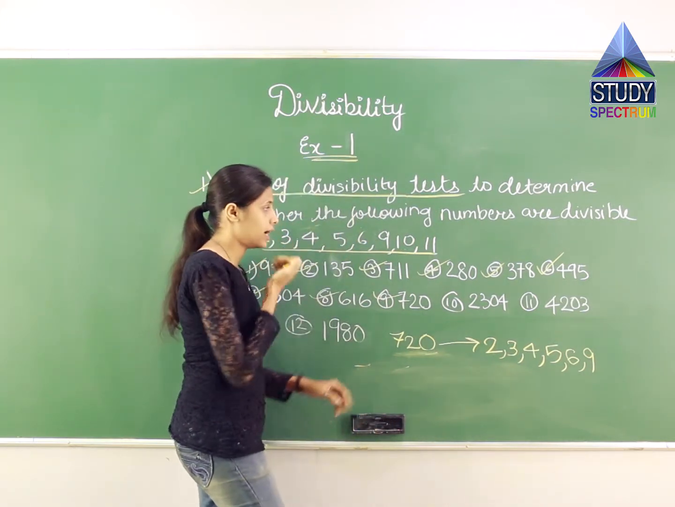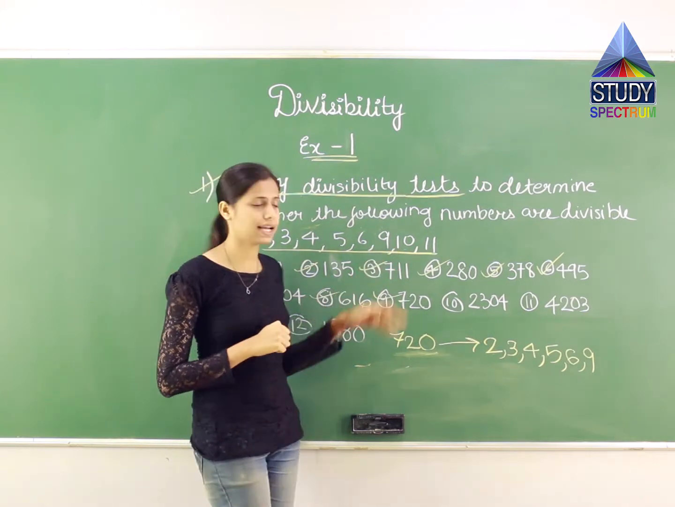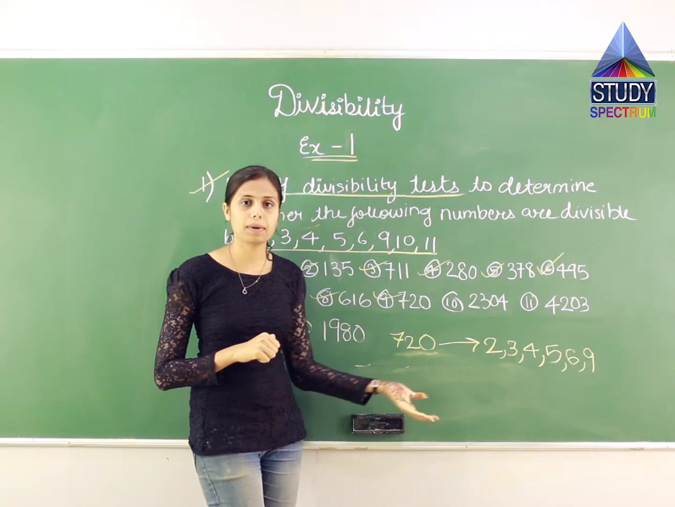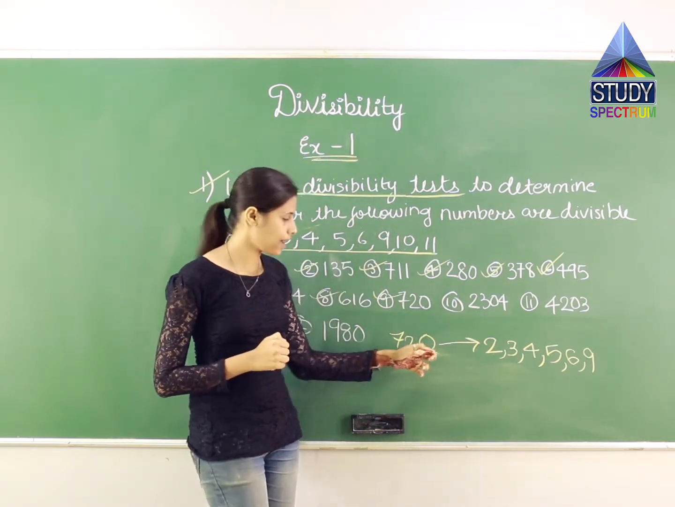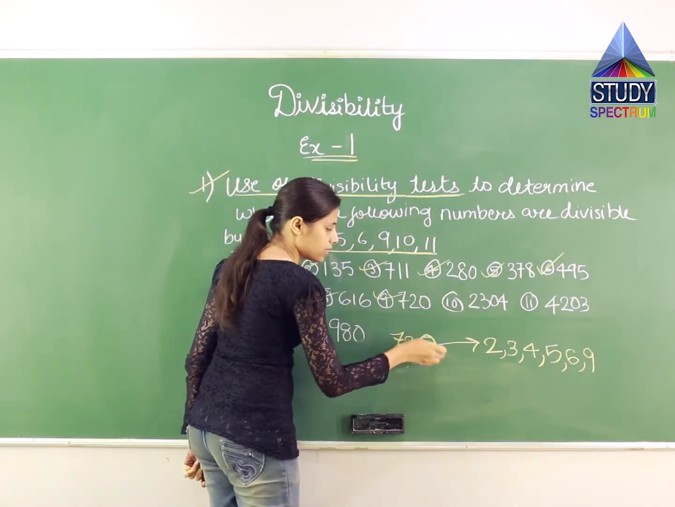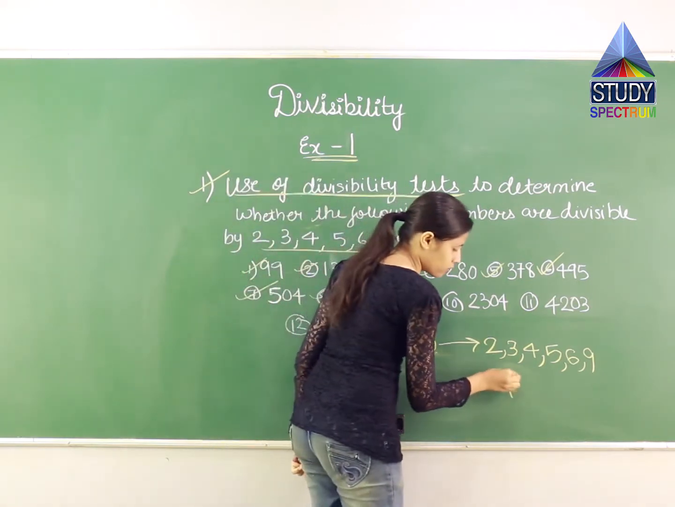Now the next, test of divisibility by 10. What does this test of divisibility by 10 says? If I have 0 at the end, then the number will be divisible by 10. Do I have 0 at the end? Yes, I have 0 at the end, right? So I can say that this entire number, that is 720, is divisible by 10. So I'll write 10 also over here.